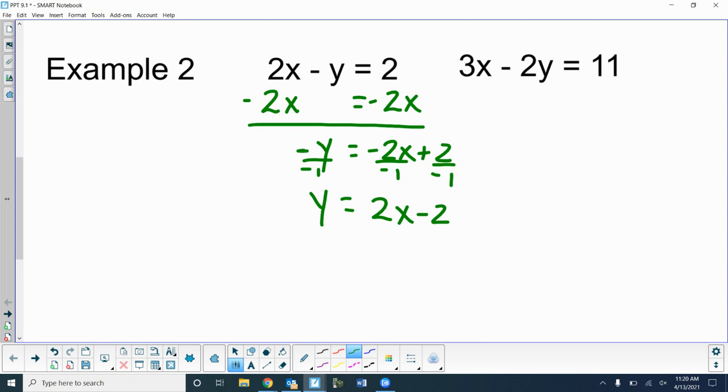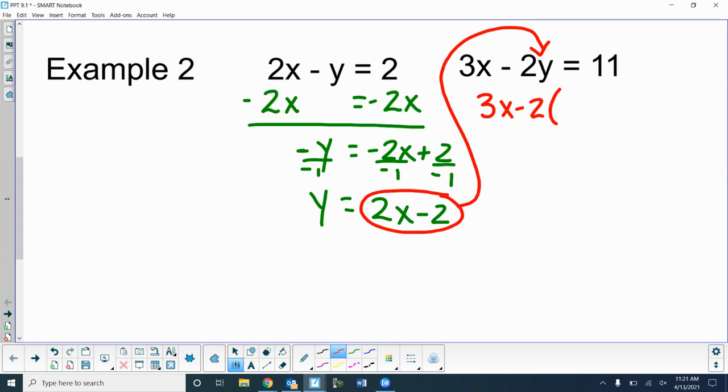So now what do I do with that 2x minus 2, Clay? Yeah, you take this, make sure you go into the other equation. Plug in for y, but make sure it's in the other equation. Okay? If you don't, then you get stuff that gets kind of crazy. All right? So we got 3x minus 2 times 2x minus 2 equals 11. So in this situation, we'll have to distribute that negative 2.